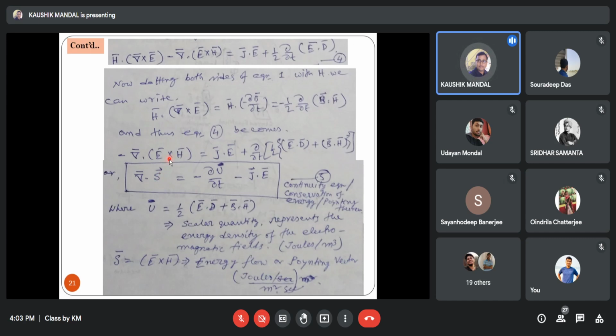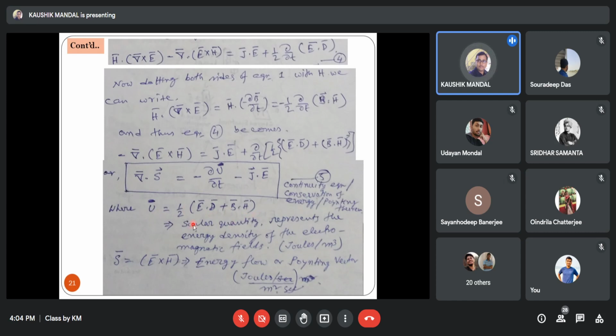This E cross H is also represented by P in some books, the Poynting vector P, or the Poynting vector is represented by S. In this particular presentation I have mentioned it by S. So it becomes divergence of S equal to minus del U del T minus J dot E. Here U represents half of E dot D plus B dot H.